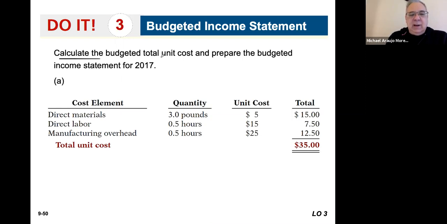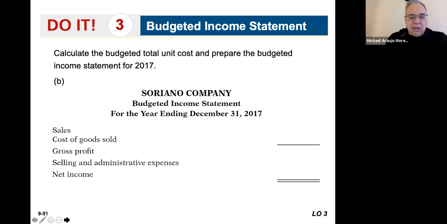Okay. And so for 1 unit, we need 3 pounds of direct materials at $5. We need a half an hour of direct labor at $15. And we need a half an hour of manufacturing overhead at $25. So each of these units basically has a cost to it of $35.